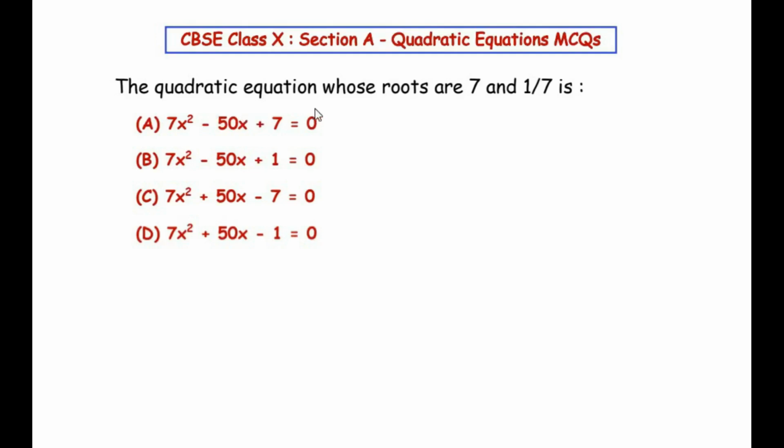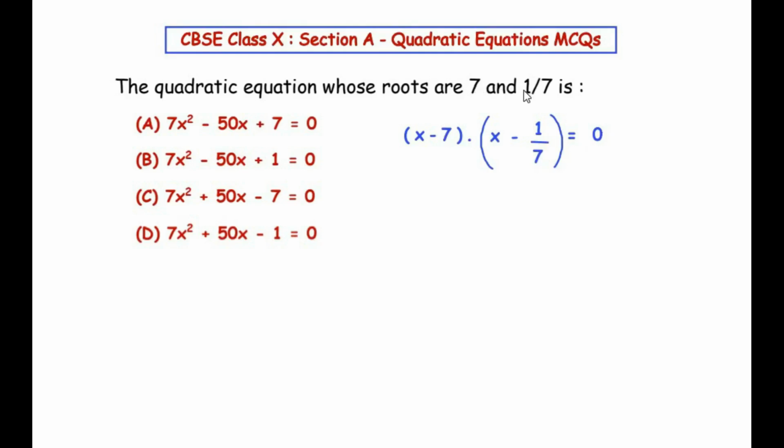The quadratic equation whose roots are 7 and 1 over 7 is. So we can see 4 quadratic equations are given. So we need to find out which of these given equations represents the quadratic equation with the roots 7 and 1 over 7. So let us begin by writing the roots in the form of factors. So the factors are x minus 7 times x minus 1 over 7 equal to 0.